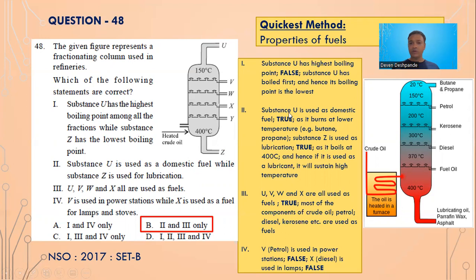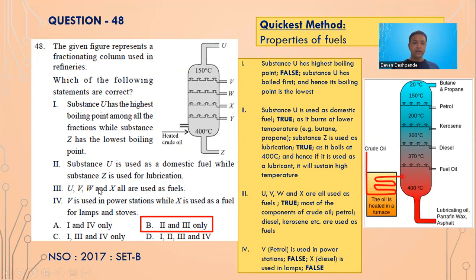So if you see this image, butane, propane, which actually boils at 20 degrees, it is used for domestic fuel, normally for cooking purposes. And substance Z is used for lubrication, which is also true. Substance Z, which is lubricating oil or paraffin wax and asphalt, they are used for lubrication, because their boiling point is very, very high. Even if the machine gets very hot, you can apply lubricating oil on that machine, it will still be lubricated, because the boiling point of lubricating oil is very, very high. The ignition point is very, very high, isn't it?